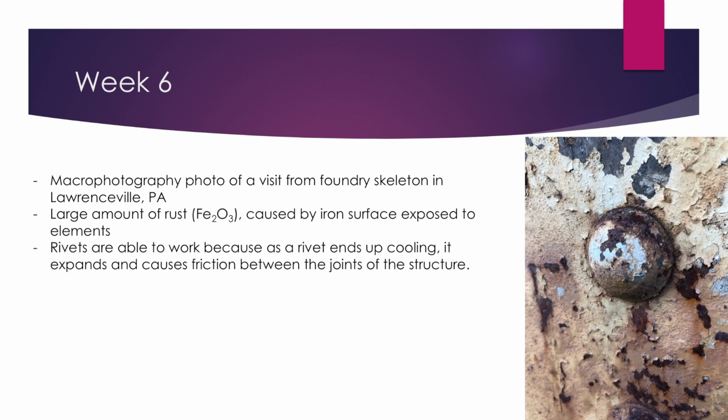But the rivet, in this case, is a great example of physics because it's able to do its job as well as it does because of physics, pretty much. So what happens is they're heated really warm, put into a hole, and then hammered on the other side while it's still hot, obviously, so the iron is malleable. And as the rivet ends up cooling, it ends up expanding within the structure and causing friction between the joints of the structure.